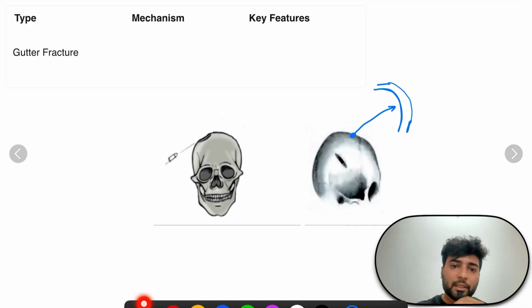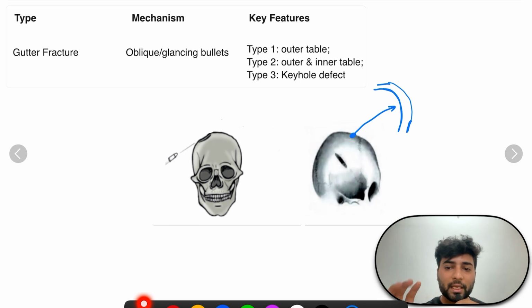Okay, the last one here is a gutter fracture. See, you can see this bullet, it is glancing at an angle and causing this fracture. So it is caused by oblique or glancing bullets. There are three types. See, this is the outer layer of the skull. We divide this into outer and inner table.